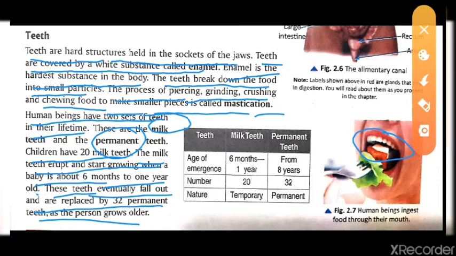So here there is a diagram given for the age of emergence. It says that at 6 months or 1 year the teeth number 20, and from 8 years it says 32, but that is wrong. So we have completed today's video.